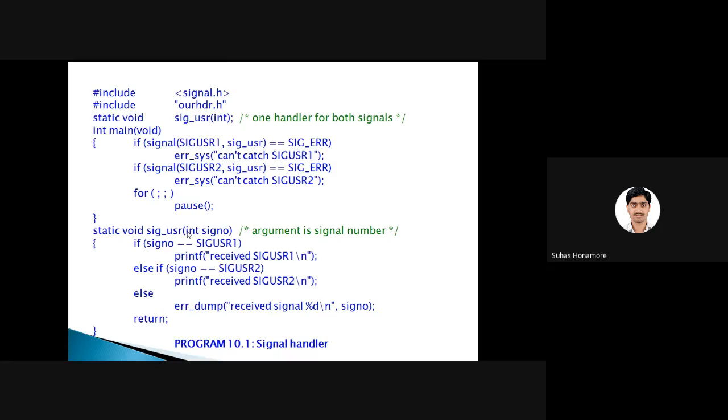So what this common handler contains: the same declaration we gave here, we now give the definition. The first argument always gives the signal number. Whatever signal number it receives, maybe USR1 or USR2, will come here. We check if the signal number is equal to SIGUSR1, then we do one printf statement, received SIGUSR1. If it is equal to SIGUSR2, we print received signal SIGUSR2. If it is neither, it means we have received some error.